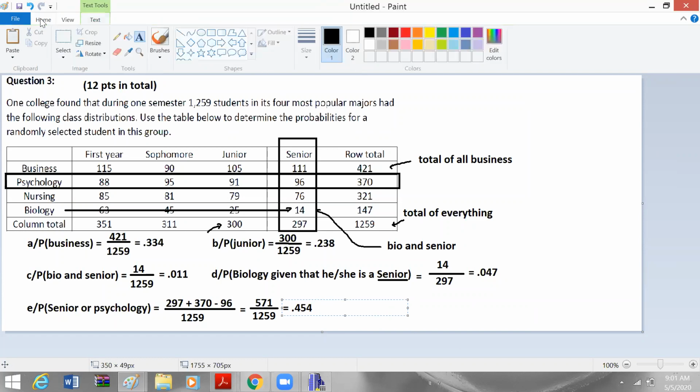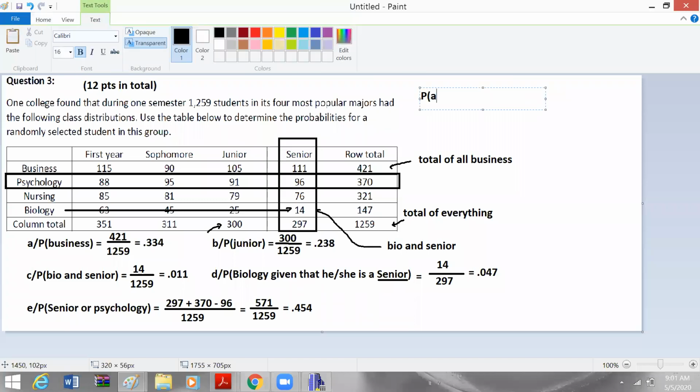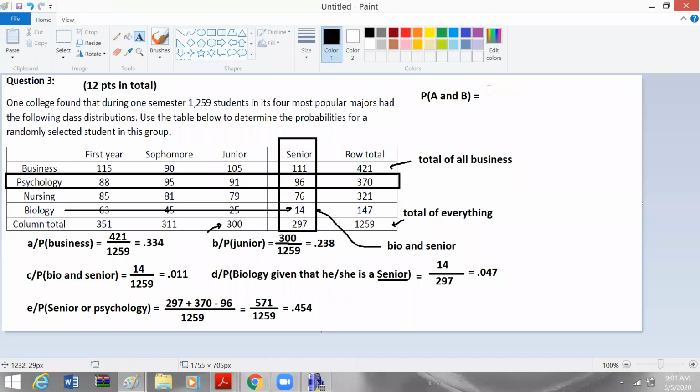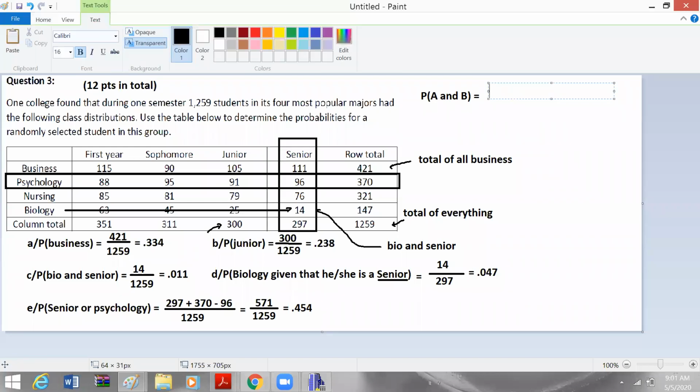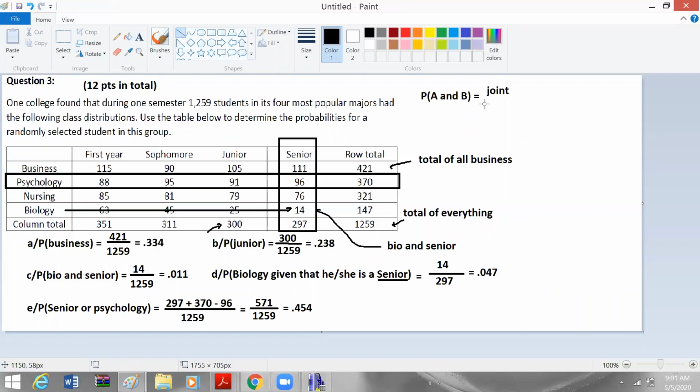So let me just repeat that again. What is the process? What are you going to do for that? So whenever you see the probability of the AND, the keyword is AND, let's say bio and senior, what should we do for that part? Then we're going to take the joint, and we divide it by everything, right? So the joint between bio and senior, that'll be 14, and then we divide it by everything, so that'll be 1259, okay? So this is the keyword that we should know.